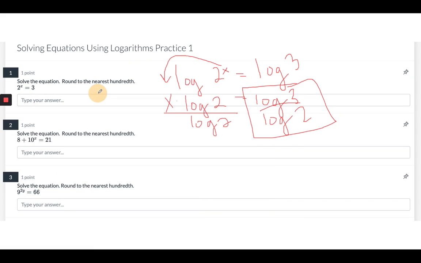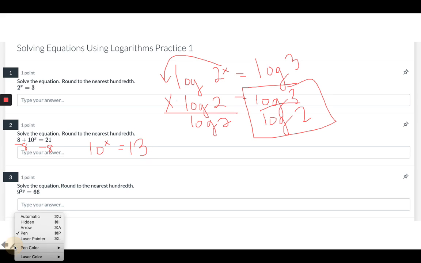All right, now I'm on to number 2, which is very similar, except for I have to do a step before I can do the log. I need to bring this 8 over to the other side. So I've got 10 to the x power equals 21 minus 8 is 13. And now I'm ready to take the log of both sides.